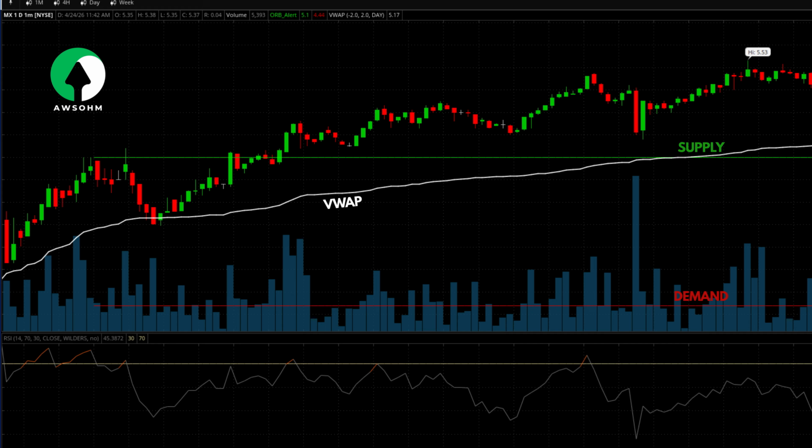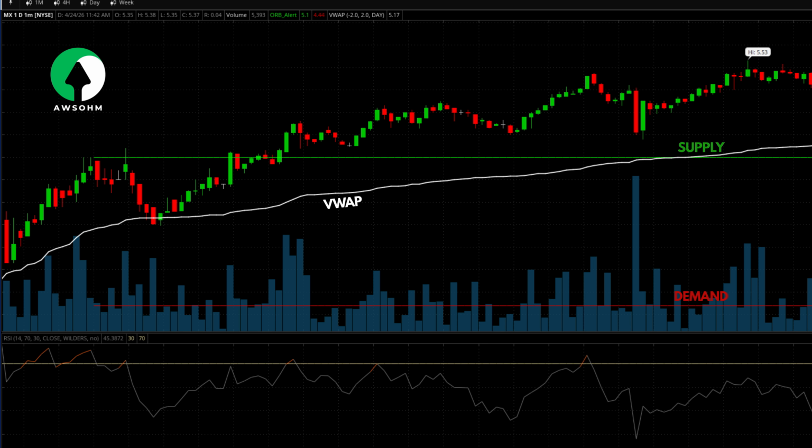Above VWAP, buyers are in control. They are willing to pay a premium above the average price. The demand is winning. Below VWAP, sellers are in control. They are aggressive enough to push price below the average. The supply is winning.